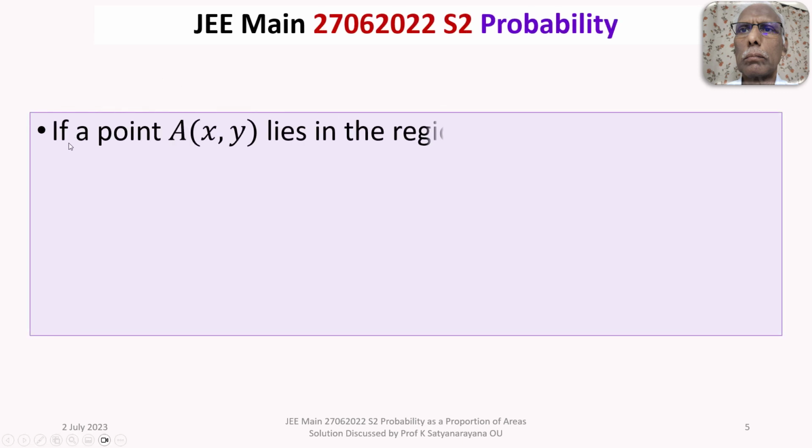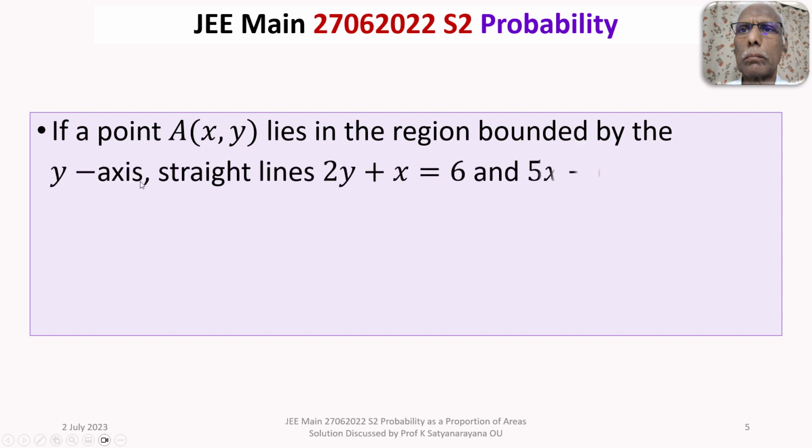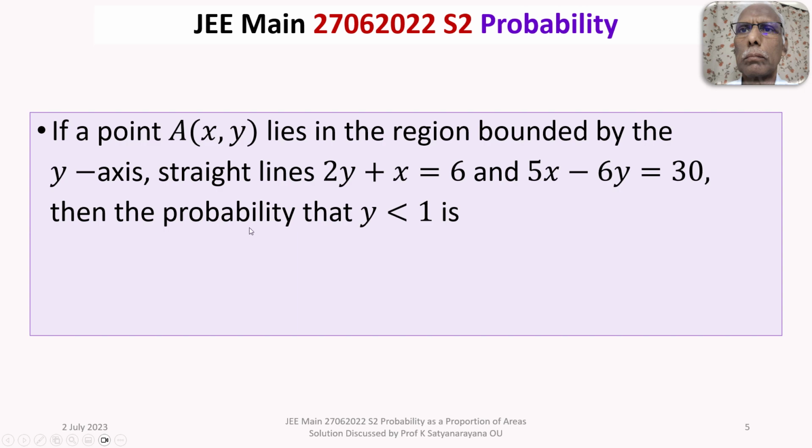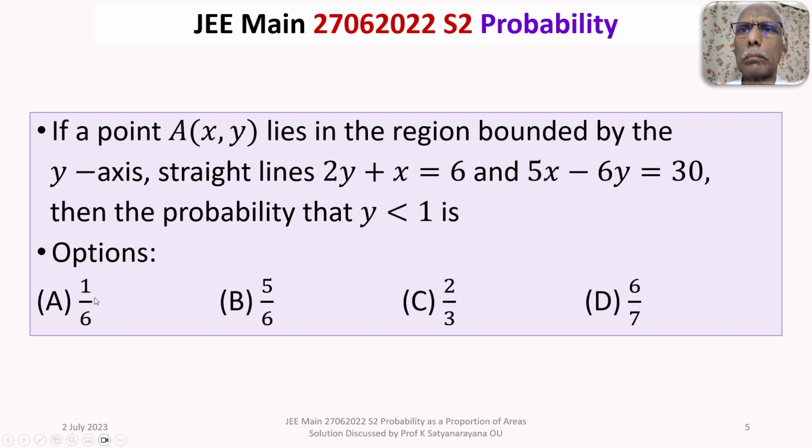The given question is, if a point A with coordinates x, y lies in the region bounded by the y-axis, straight lines 2y plus x is equal to 6 and 5x minus 6y is equal to 30, then the probability that y less than 1 is, we are given four options. Option A, 1 by 6. Option B, 5 by 6. Option C, 2 by 3. Option D, 6 by 7.